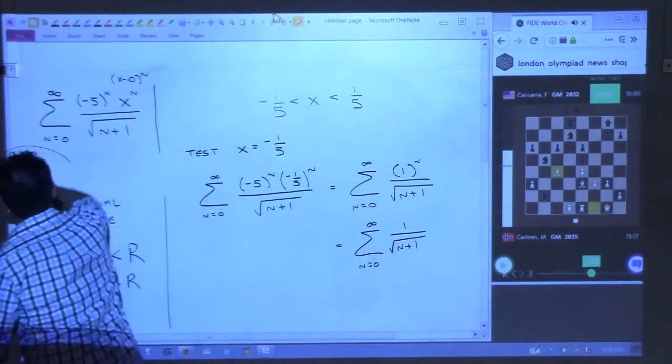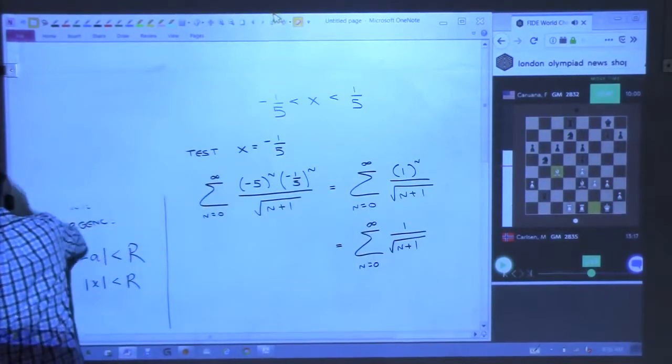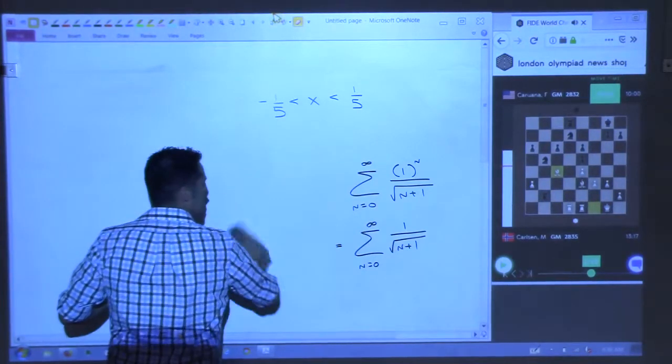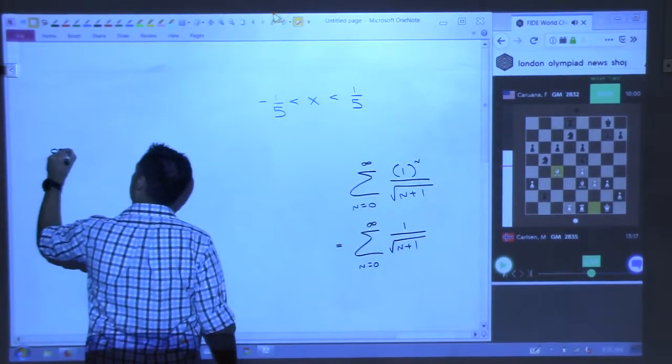All right, so you want to compare it to what? 1 over n to the 1/2. Okay, so the idea here, I'm just going to erase all this, is we're going to do comparison test.